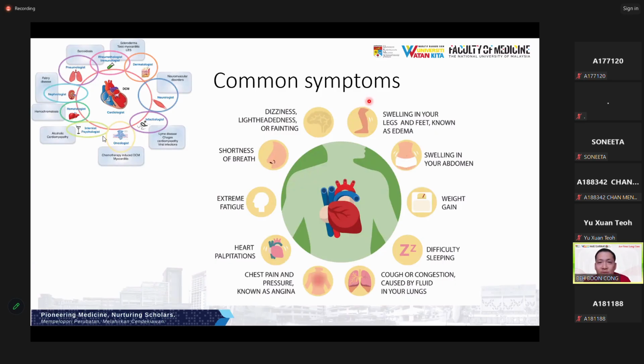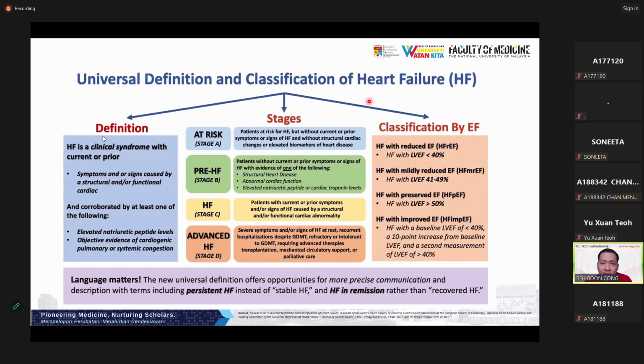So you need time to gather the information before you label them as different cardiomyopathy. In general, if the patient presented with heart failure, it is always a clinical diagnosis, a clinical syndrome. So you must have a sign and symptom of heart failure, and with at least one of these: either you have an elevated NT-proBNP or BNP, or any objective assessment of pulmonary or systemic congestion. So you can classify them into heart failure with reduced EF, mildly reduced EF, or preserved EF. These are the three classifications that you usually see.